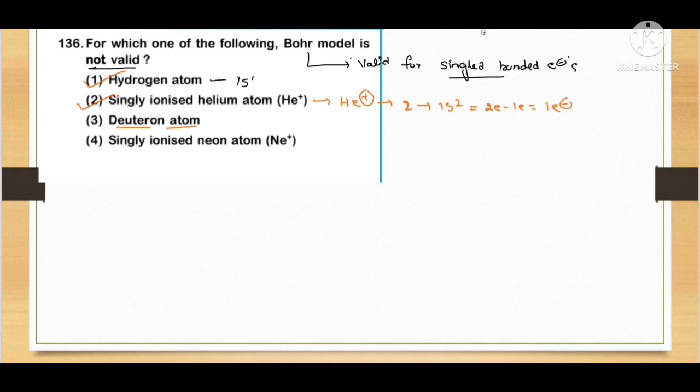Now let us see deuterium. Deuterium also contains only 1 electron. So Bohr's model is applied to option 3. Now let us verify the fourth one.